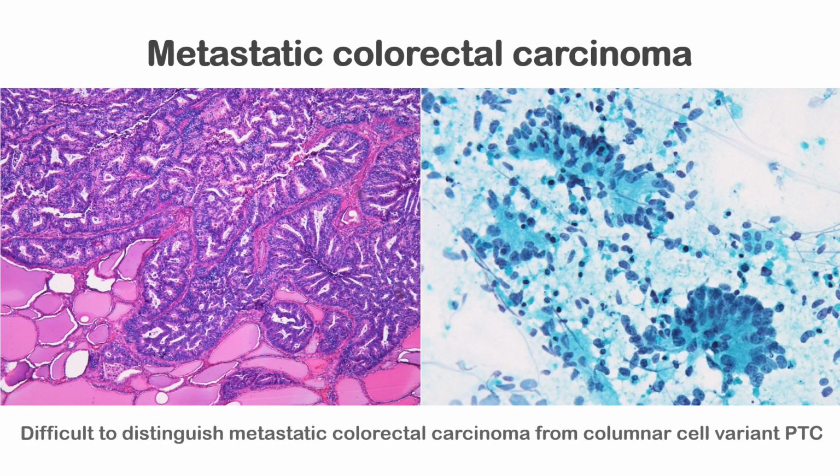This is metastatic colorectal carcinoma. It is impossible to distinguish cytologically between columnar cell variant of PTC and metastatic colorectal carcinoma. In such an occasion, it is important to check the past history.